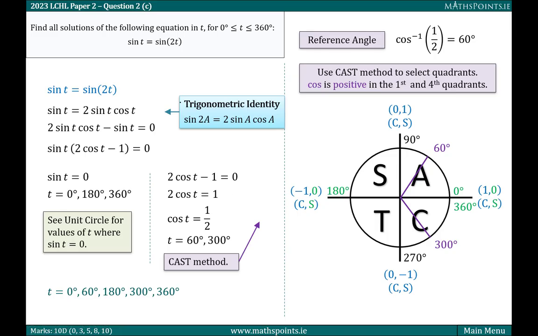And if we wanted to test any of these, we could go back to the original equation, and the 0 one is obvious. The sine of 0 is equal to the sine of 2 times 0, which is 0. That's obviously true. If we looked at 60, the sine of 60 is equal to the sine of 2 by 60, which is 120. That's true, and it'll also be true for 180, 300, and 360. Now, there's infinite more solutions. Like if we were to add 360 degrees to all of these angles and continue that forever, they would also be solutions to this original equation, but we're only looking for solutions from 0 to 360 degrees.